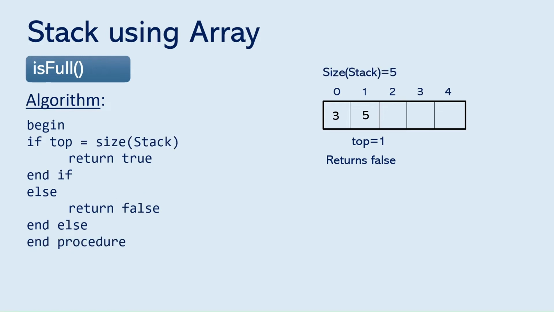In the same way, the isFull function returns true if top is equal to size of stack, else it will return false. Here in this case, top is equal to 1 as of now. That means top is not equal to the size of stack, which is 5, so it will return false. So let's say we are trying to insert a sixth element, which is top equals to 5, then it will return true, which means the stack is full and we can't add any more elements.